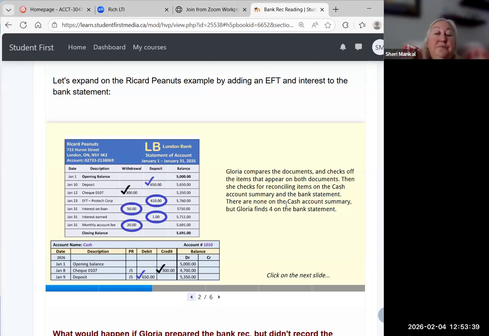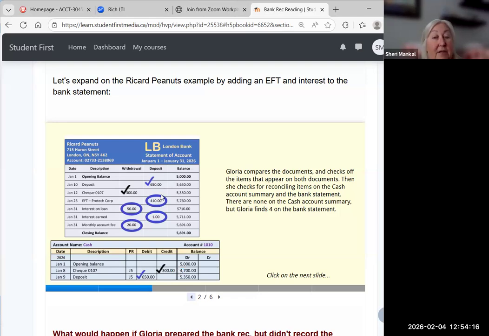So the first thing you do is you just start looking at the items. On January 10th, there's a deposit for $650. So I go down to my cash account ledger, and there's the deposit of $650. I just do a check mark on each of those that shows that they're accounted for on both documents. Then I go to the next item. It's a withdrawal for $300. Again, when I look down in my ledger, I have a withdrawal for $300. So I'm going to give a little check mark on both of those.